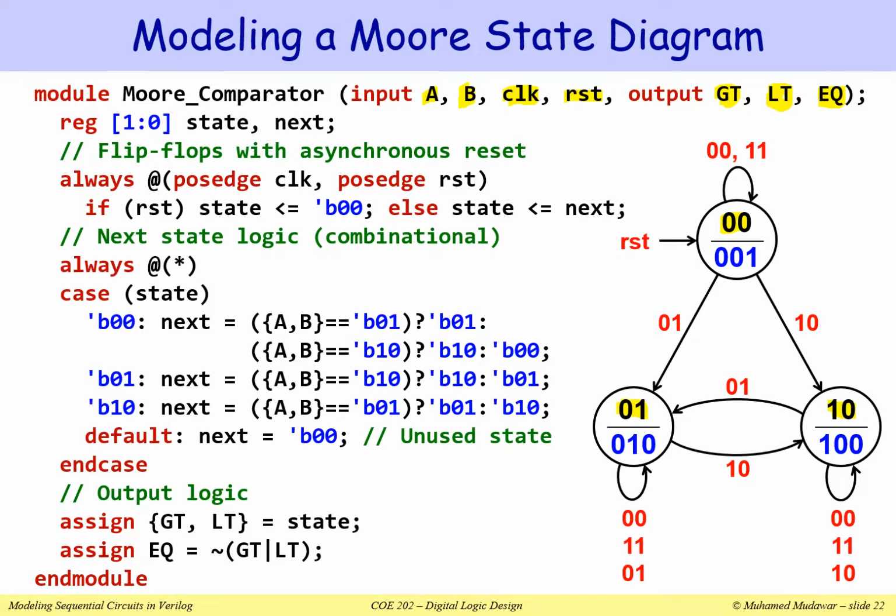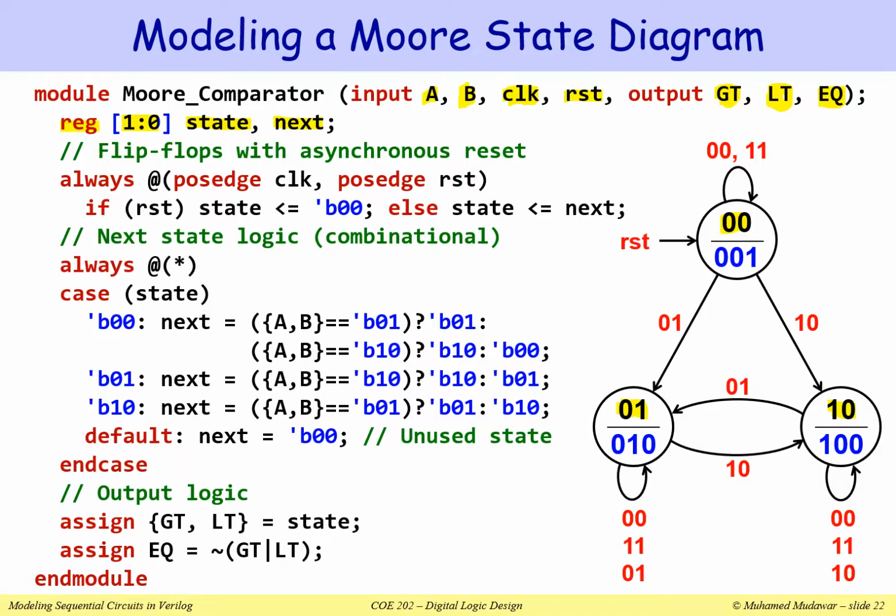Because we have 2 state bits, I am going to define the state with 2 bits, bit 1 and bit 0. And the next state will also have 2 bits. So we declare the present state as well as the next state. Notice that these are registers. That means these are variables, and we can change their values inside the always statements. The first always statement is going to describe the flip-flops.